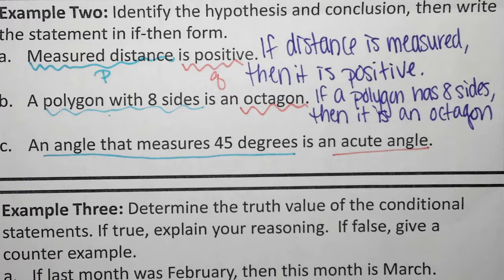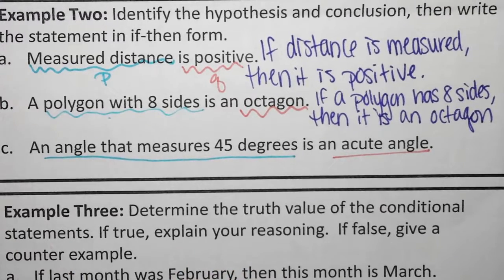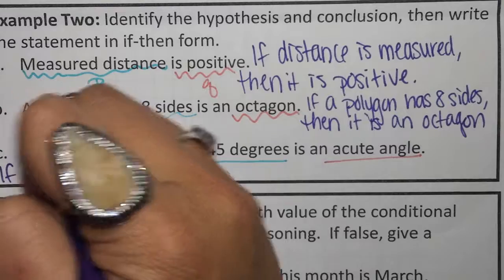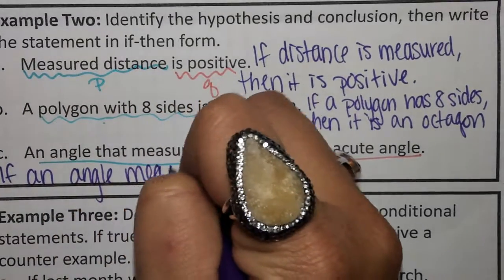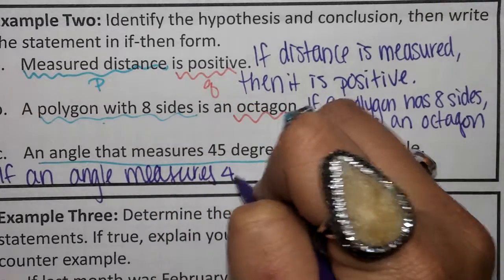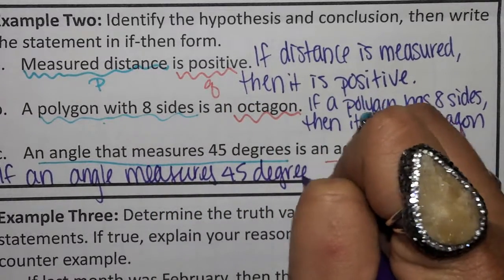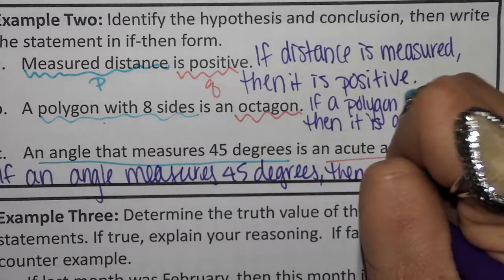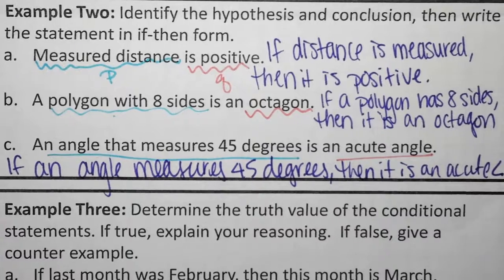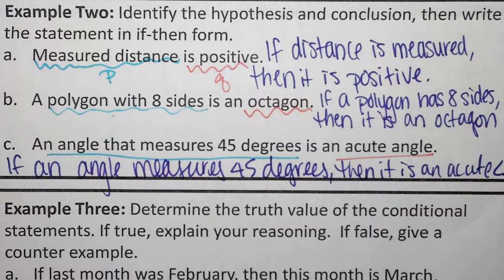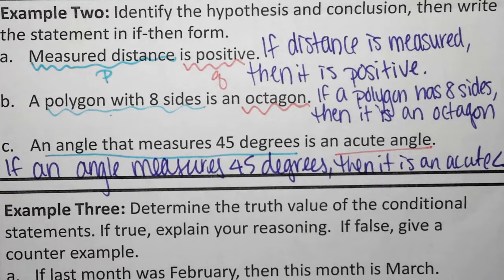All right, Aubrey, can you help us? If an angle that measures 45 degrees, then it's... Fantastic. Take a point. If an angle measures 45 degrees, then it is an acute angle. Do we agree or disagree with that statement? Agree. Is that true? Yes, there's 90 degrees in there. That's true. Is it true or false? It is true.